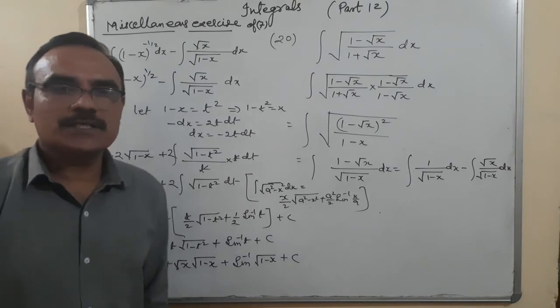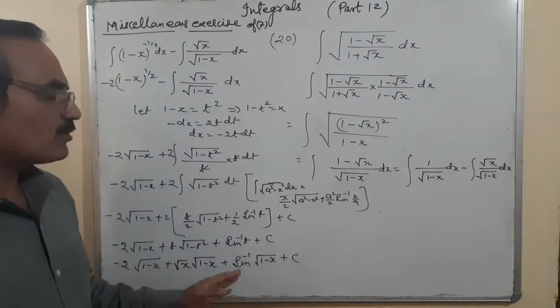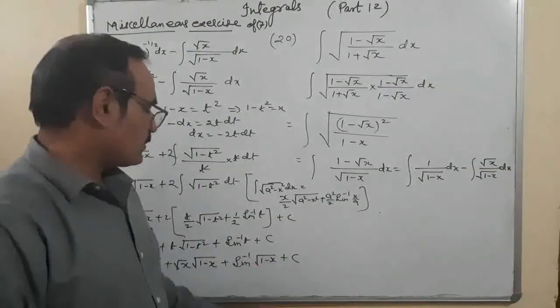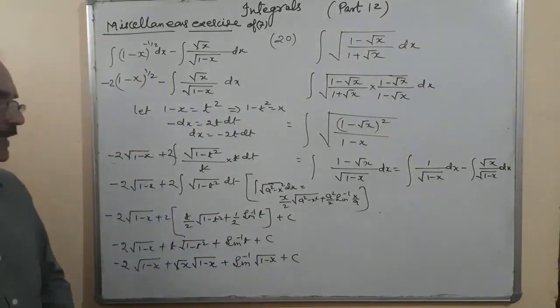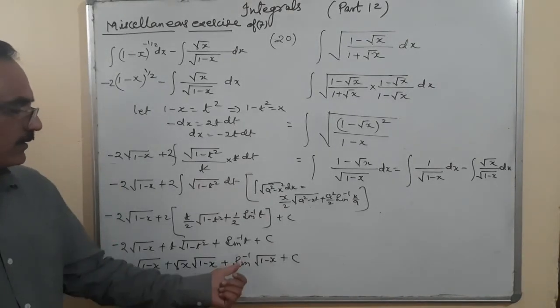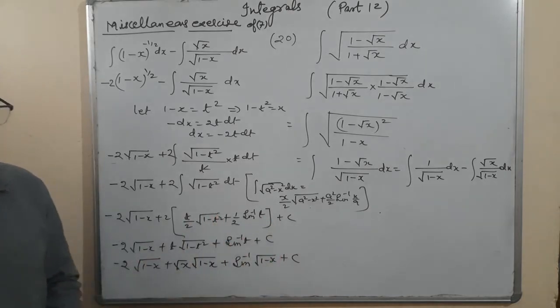Sometimes in the answer sheet you will see that in place of sine inverse there is a cos inverse. So not to worry about that. Sine inverse x plus cos inverse x is equal to pi by 2. If I want to convert into the form of cos inverse x, I can write pi by 2 minus cos inverse x, so sine inverse x is equal to pi by 2 minus cos inverse x.